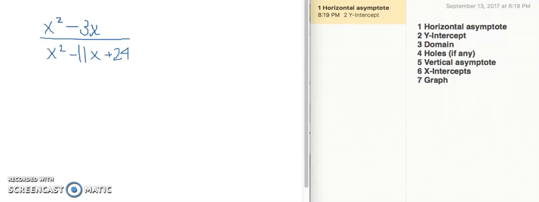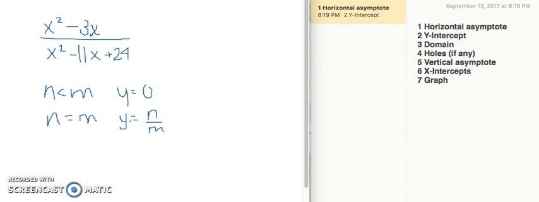I'm going to solve a rational function and graph it. The function is x squared minus 3x over x squared minus 11x plus 24. The first step is to find the horizontal asymptote.